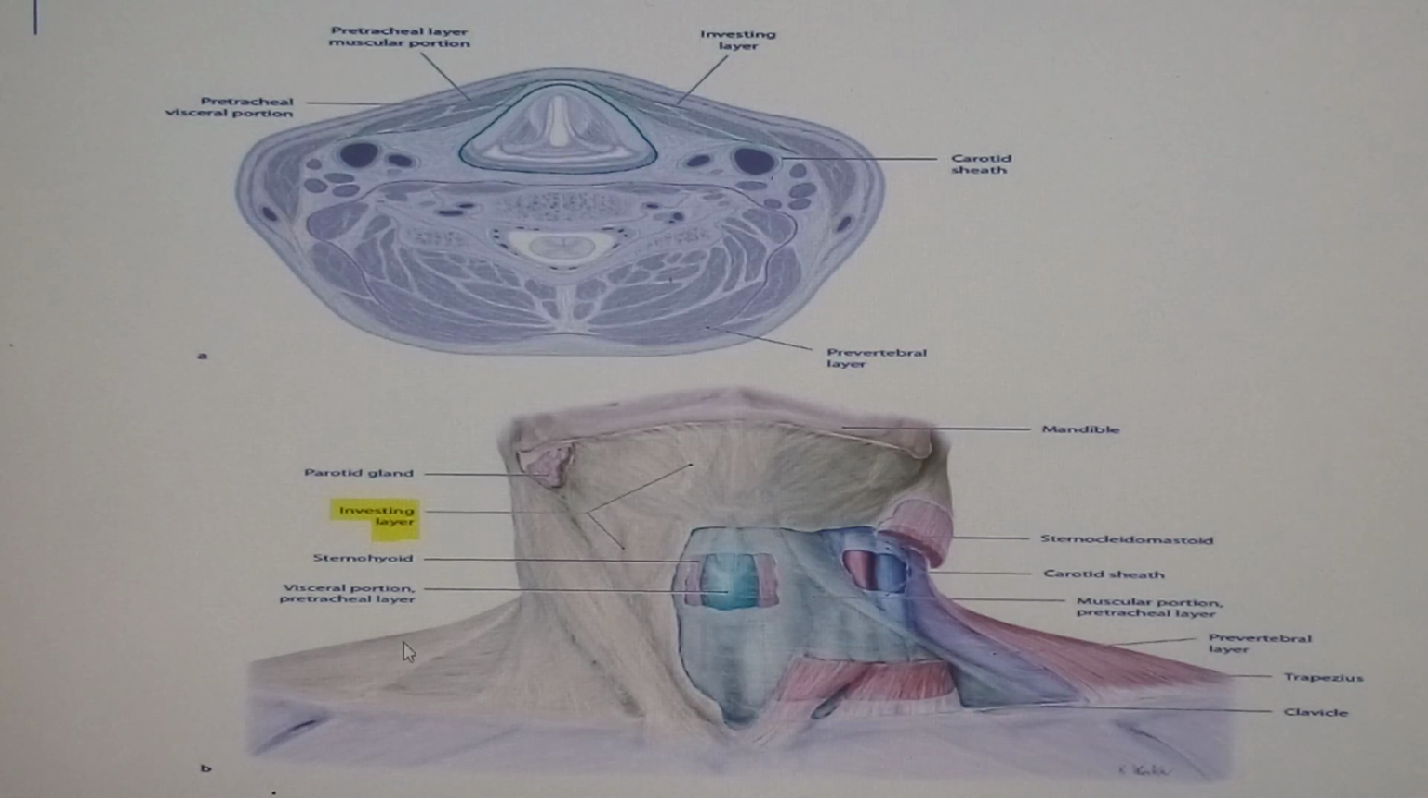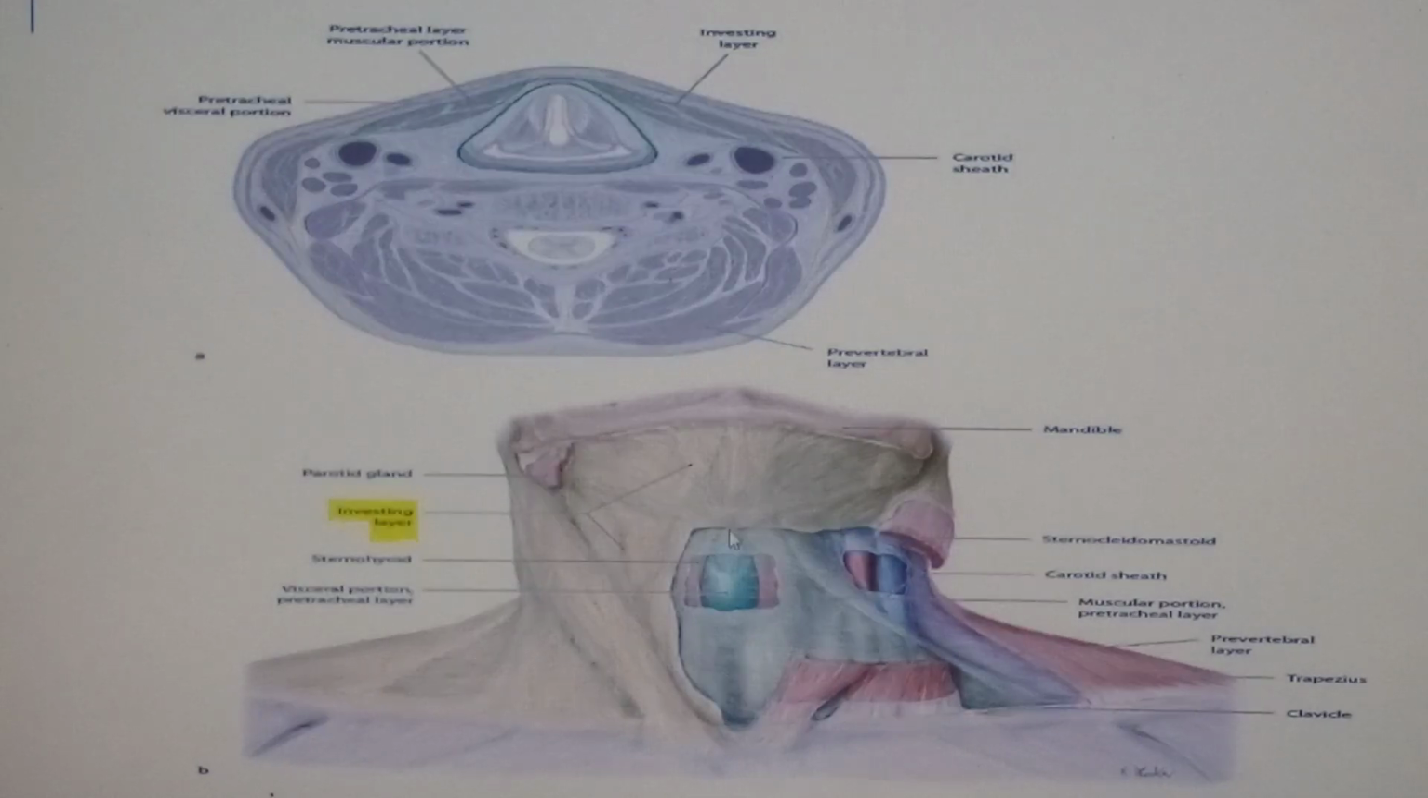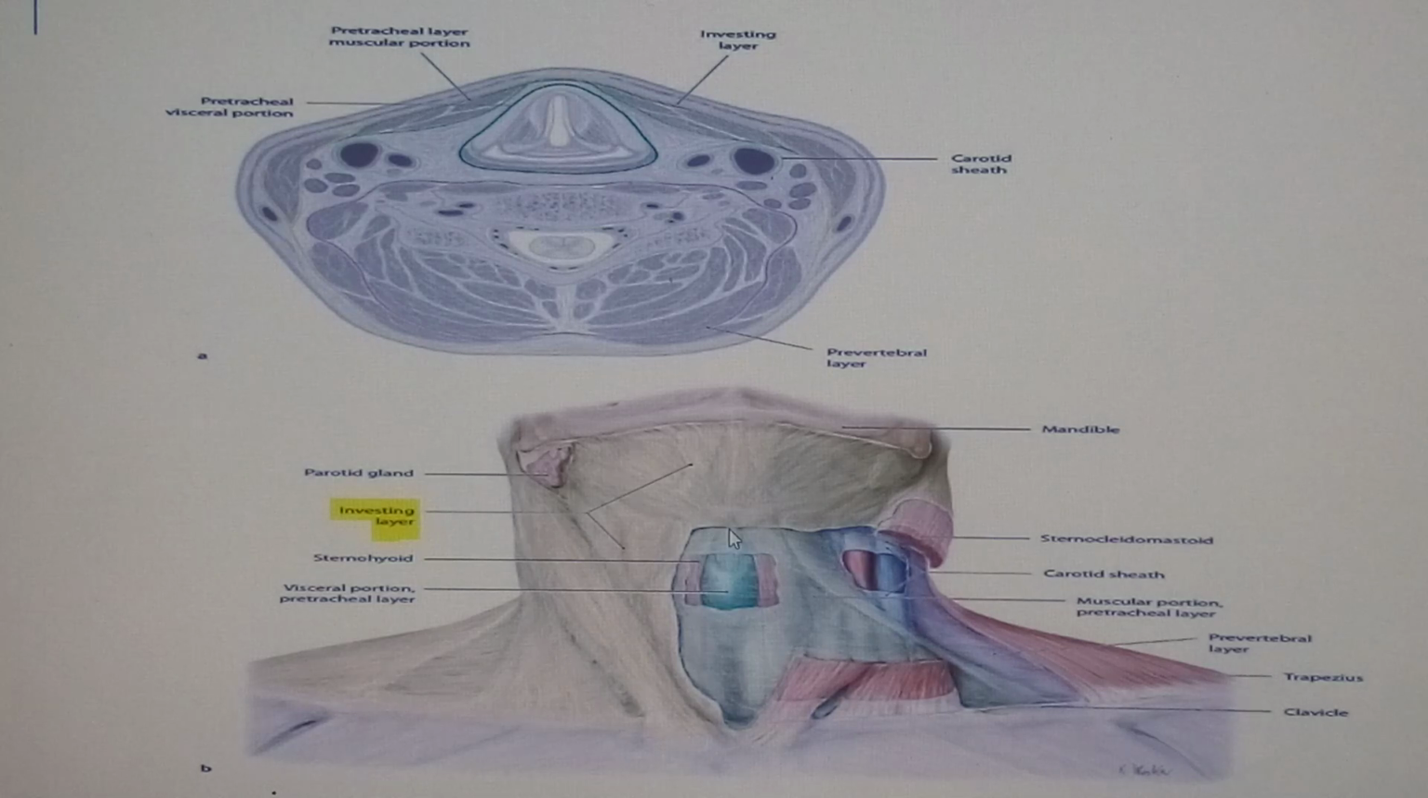So that is one thing I want you to know. By way of this attachment, what we see is that, of course, there's the body of the mandible. So it's attached to the mandible. Not only that, it will also be attached to what we call the hyoid bone. My friends, the hyoid bone is over here. So this investing layer of the deep cervical fascia, or the superficial layer of the deep cervical fascia, has some attachment to the hyoid bone.